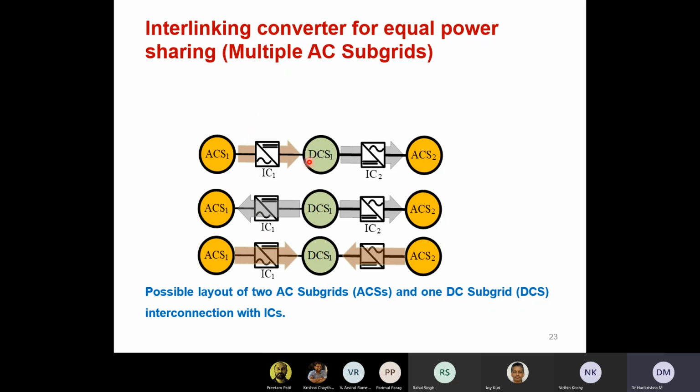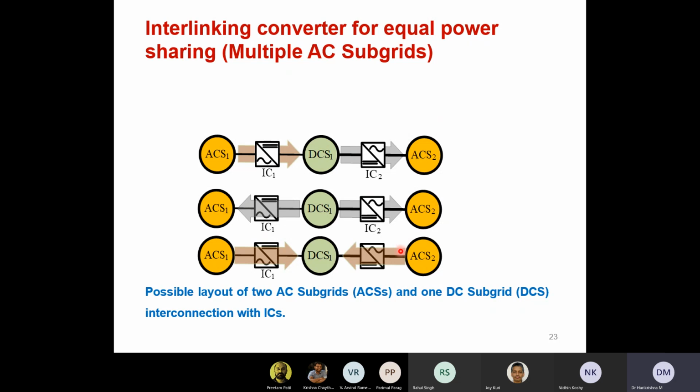The first scenario shows that when AC subgrid 2 is overloaded and AC subgrid 1 is underloaded, meaning more generation, the power can be transferred from AC subgrid 1 to AC subgrid 2 using interlinking converter 1, DC subgrid 1, and interlinking converter 2. Similarly, the other scenario I can define is DC subgrid 1 having more generation in order to feed AC subgrid 1 and AC subgrid 2.